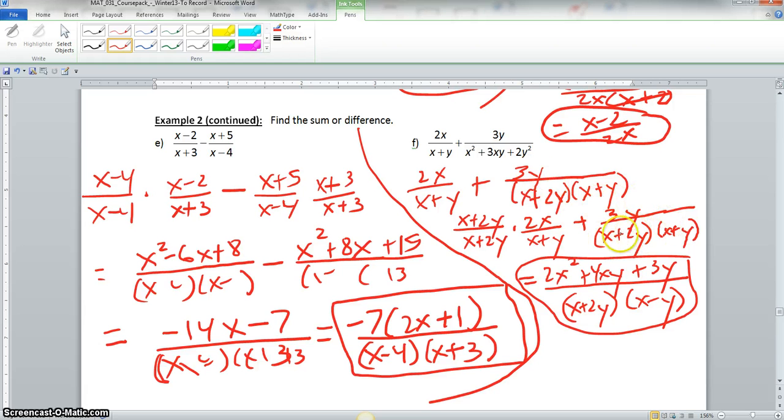Okay, now when we take x times 2x, that gives us 2x squared. 2y times 2x gives us 4xy, and then it's plus 3y. Then our denominator, we know x plus 2y, x plus y is the same as this, so we carry our denominator over. And for some reason, that was made a minus, but it's x plus 2y, x plus y. And there's nothing else we could do with this, so we're done with f.